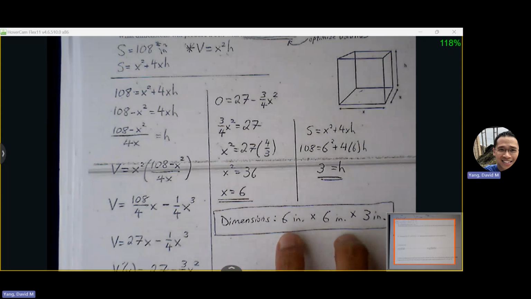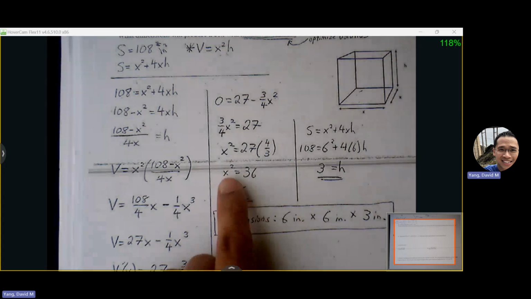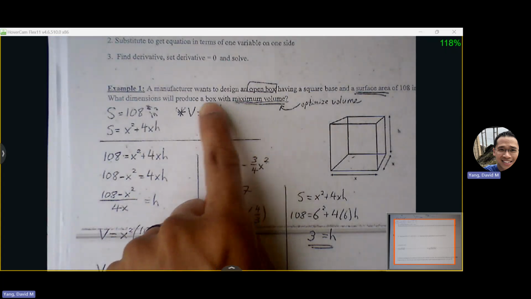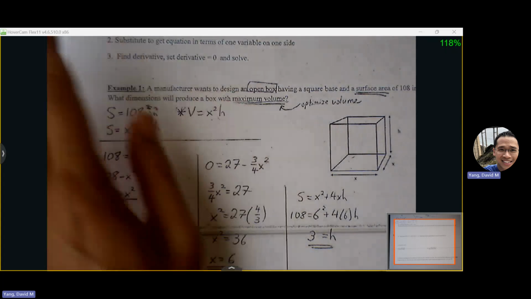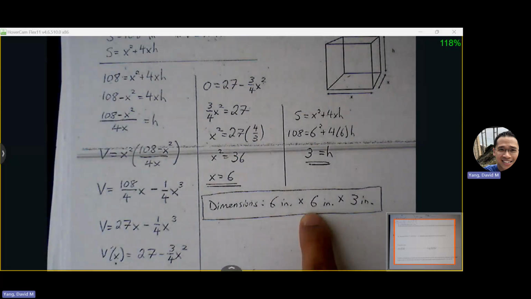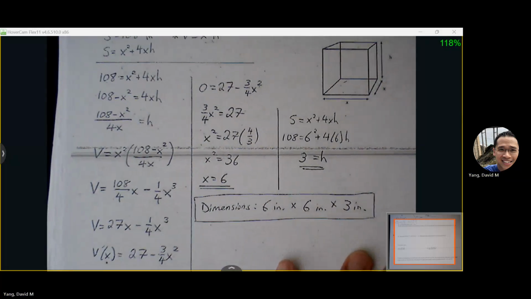My h is 3. So sometimes it's asking you for the optimal volume. Sometimes it's asking you for the optimal dimension. So after you find your solution, you just have to read the problem again and make sure that you're providing the data that they're asking for. So they're asking for what dimensions will produce a box with a maximum volume. They care about the dimensions here. So 6 inches by 6 inches by 3 inches.